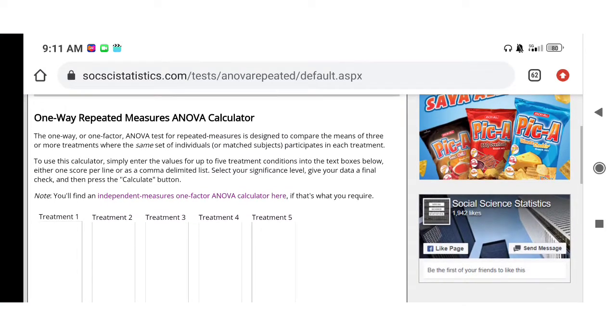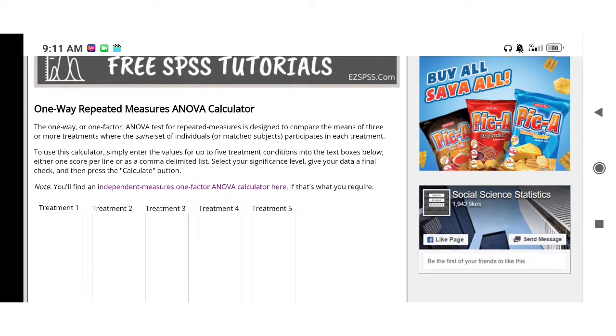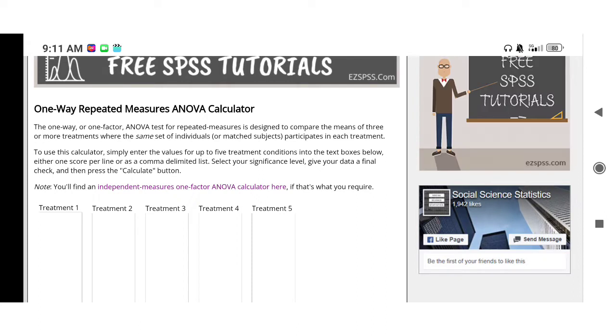Hello. So this video is all about the one-way ANOVA for repeated measures. By definition, a one-way repeated measures ANOVA, also known as within subjects ANOVA, is used to determine whether three or more group means are different where the participants are the same in each group.